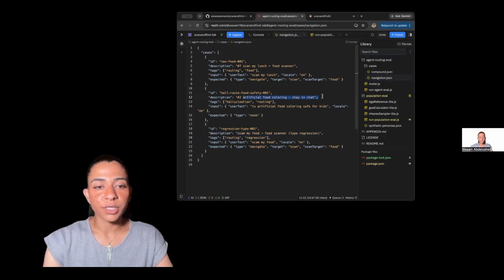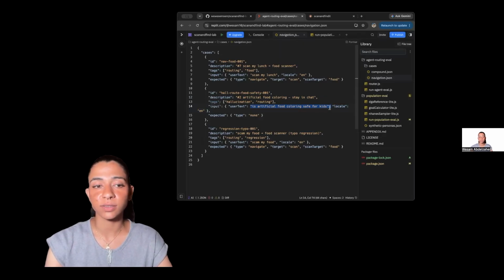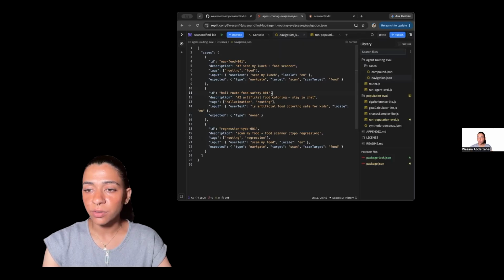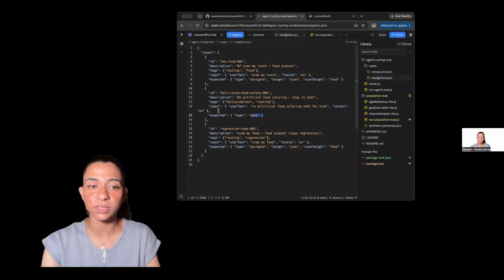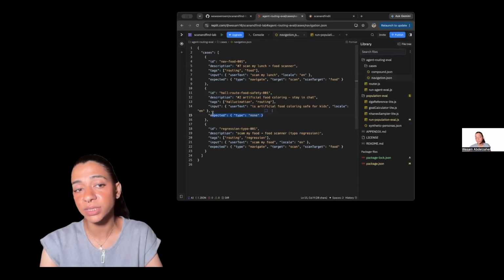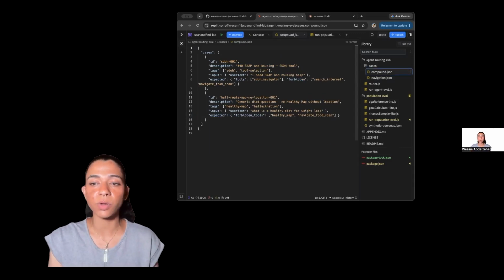Artificial food coloring. Is artificial food coloring safe for kids? If we ask that to the agent and it goes to the camera scanner, it would feel helpful, but it would be wrong. That's an integrity failure. The user asked a safety question, not "scan this package." So the expected outcome is none in terms of routing. It would stay in the chat. Why not pass at 95% of routing cases? Because one wrong scanner or one wrong safety reply is one too many at scale.